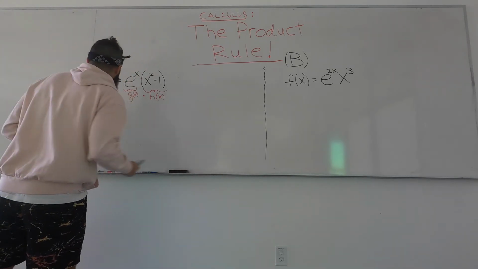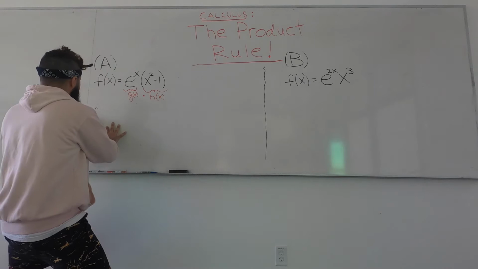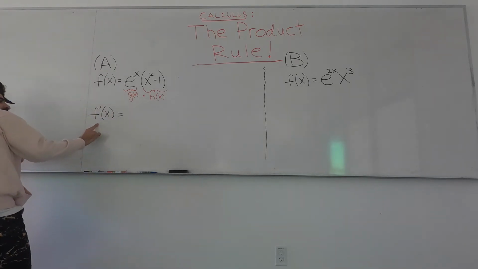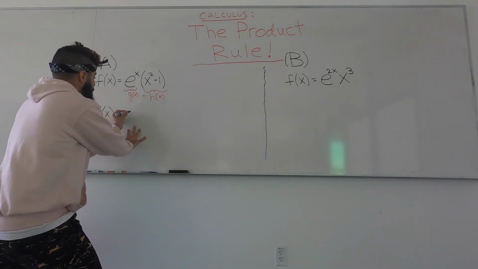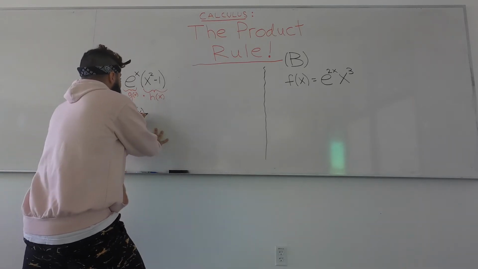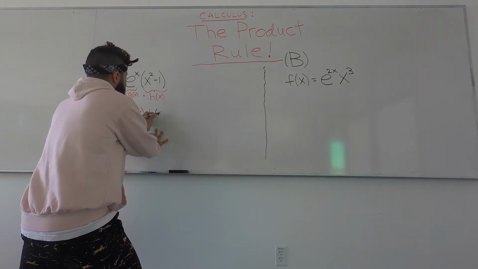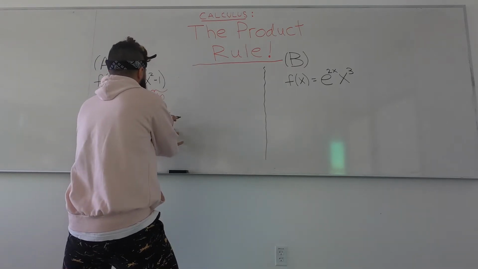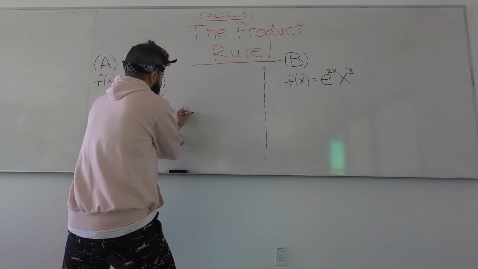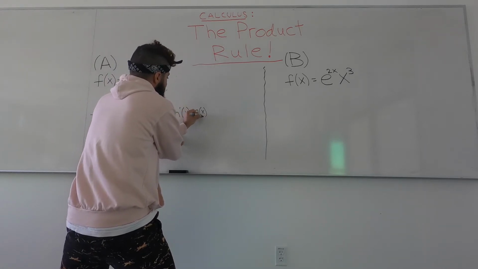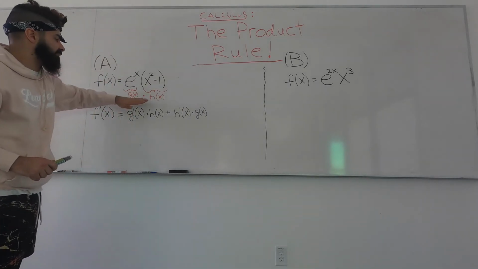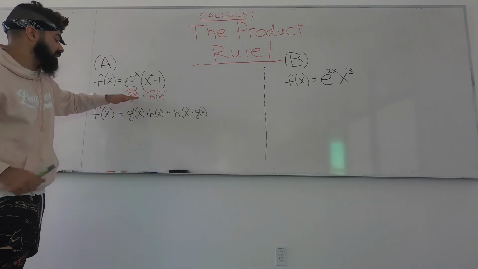All right? So the derivative by the product rule, the derivative f prime of x of this is equal to the derivative of the first times the original second, plus the derivative of the second times the original first. Okay? So what I'm going to do up top is find the derivatives of these two.